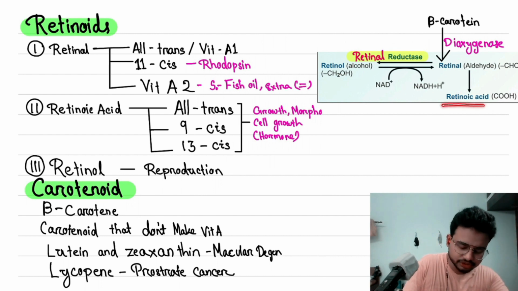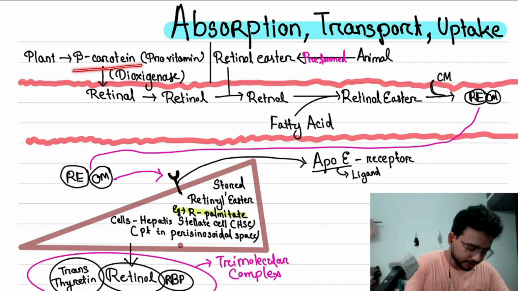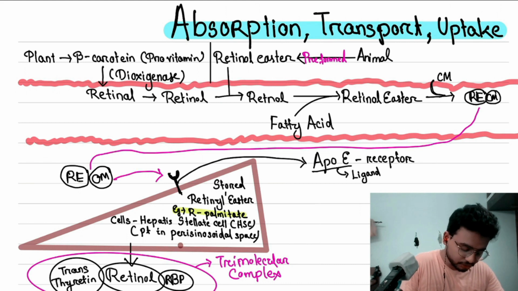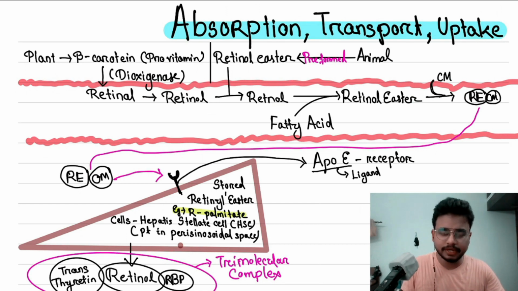Then it is irreversibly oxidized to retinoic acid. From plants that we eat, we get beta carotene. Beta carotene in the intestine is digested by dioxygenase to give retinal. The retinal is then converted into retinol. And from animals, there are already preformed retinols in the form of retinol esters. So there also comes retinol. The complete retinol pool is esterified by fatty acid to make retinol esters. The retinol esters are incorporated into chylomicron. The retinol chylomicron complex is then absorbed by the intestine.